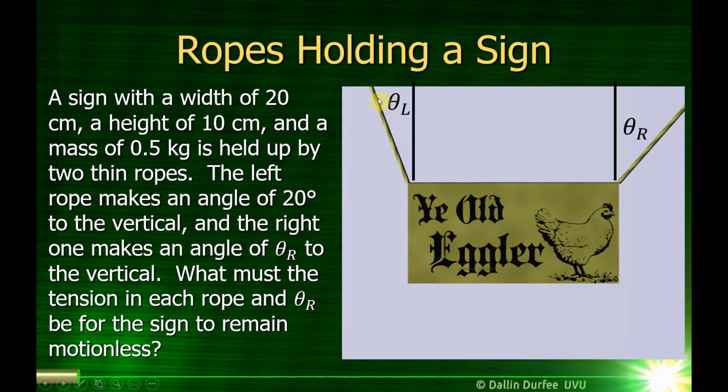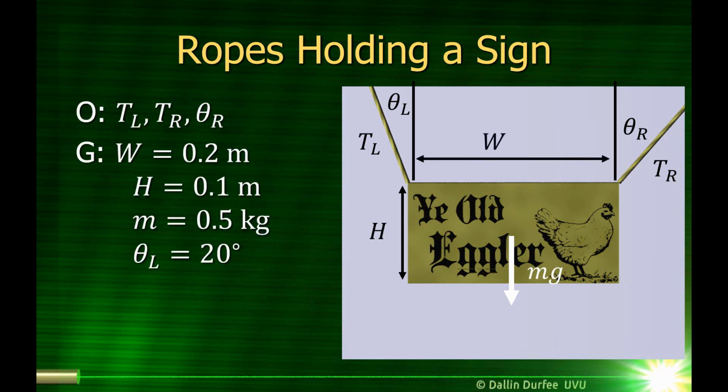All right, so here's a vertical line. So this angle here is theta left, and this angle here is theta right. The force due to the rope on the left, I'm going to call tension left, and the one on the right, tension right. So there's two forces. There's one more force. There's gravity, mg, going downward, and we pretend that all of the mass is at the center of mass, right? The effect of gravity is as if it's just pulling on the center of mass. Let's call the height of the sign h and the width w.